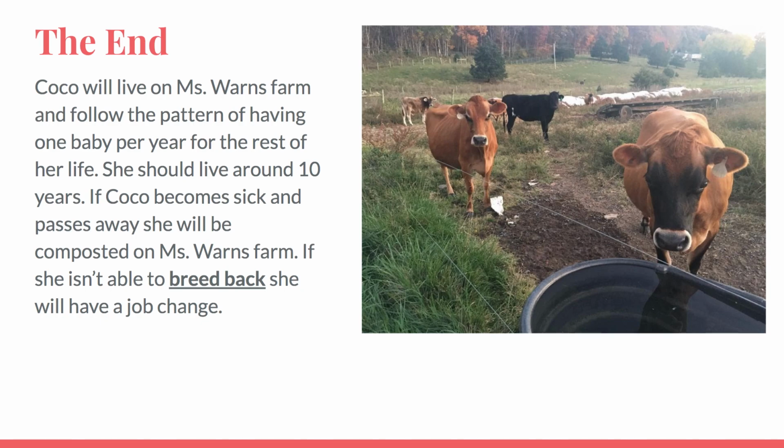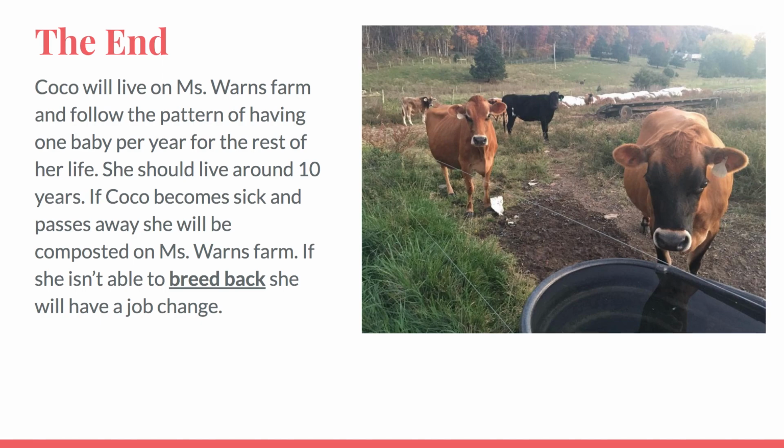So, she will follow that pattern of having about 1 baby per year for the next 10 or so years. If she becomes sick and passes away for whatever reason, we have a compost pile that we compost all of our cows on. So if Coco's not able to breed back, if she's no longer able to have babies, well, you can't produce milk without babies, so Coco will have a job change. Instead of being a dairy cow, she's going to be a beef cow.